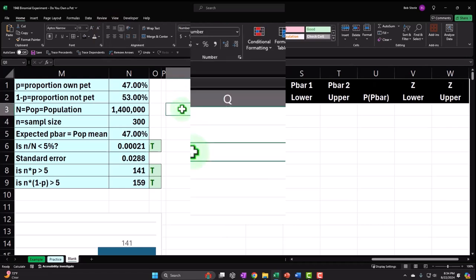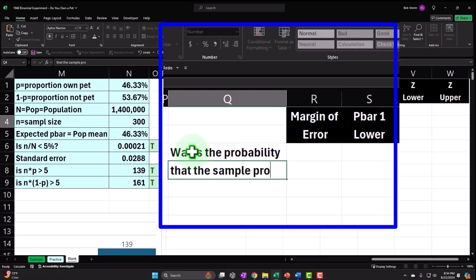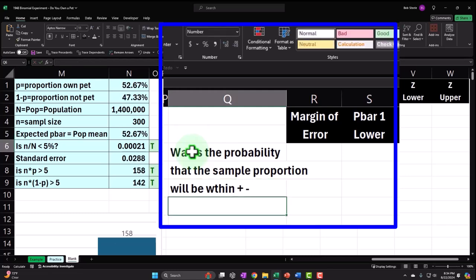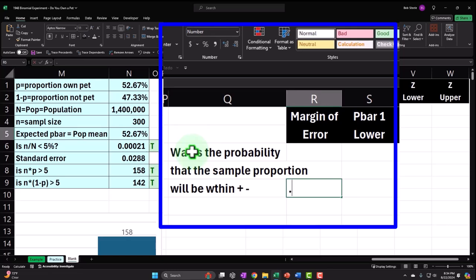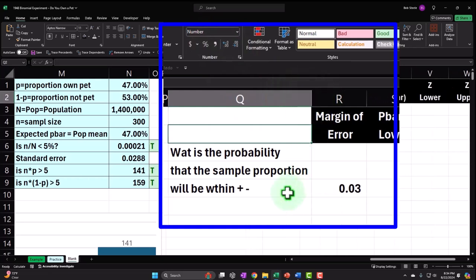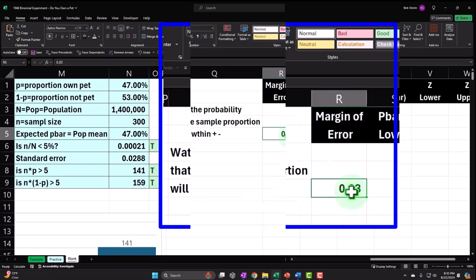And then I'm going to say, what is the probability that the sample proportion will be within, plus or minus, and I'm going to put that over here, that's going to be the margin of error, which I'm going to say 0.03. I'll just say 0.03. So the margin of error is basically how, if we're talking about the center point, we said the center point is 47, and we're trying to figure out a margin of error around it, which is given in this case as 0.03. So what's the probability that we would be within that range?